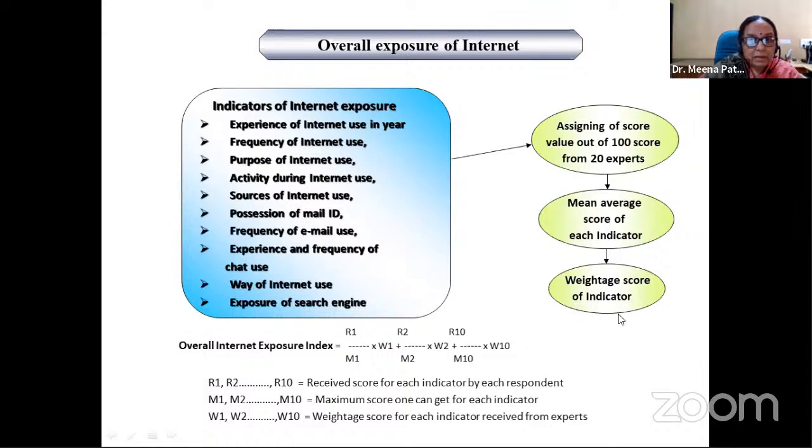By applying that score, plus the score received in the earlier slide, one can find out the overall internet exposure index. That is, the score received by the respondent, over the maximum score that we have calculated here, 24, multiplied by the weightage score, plus all the indicators, and the total of this will become the overall internet exposure index.